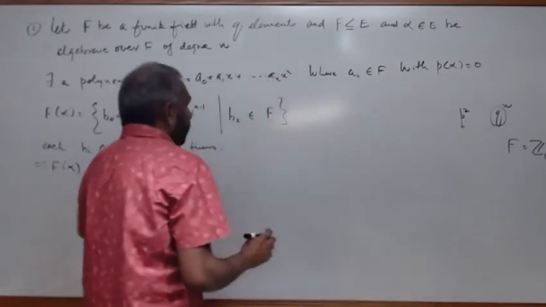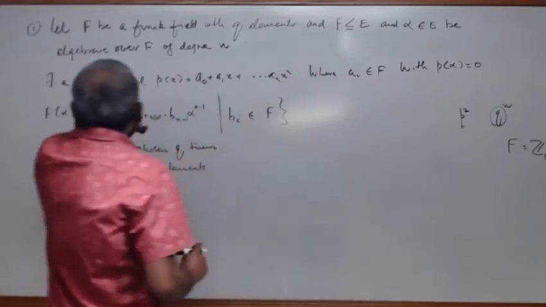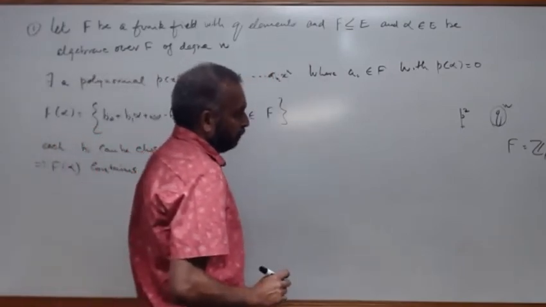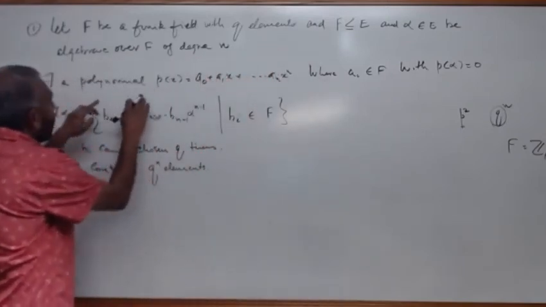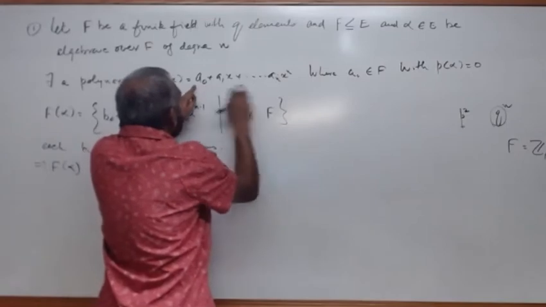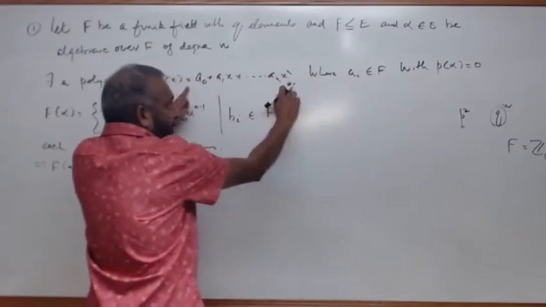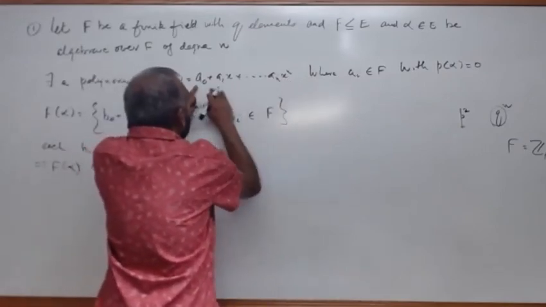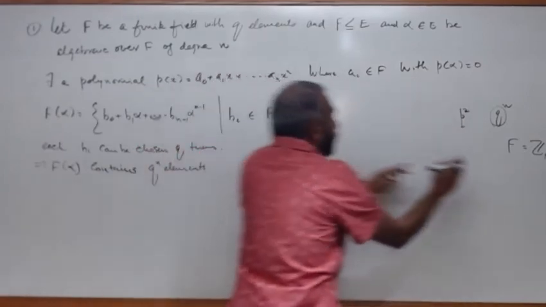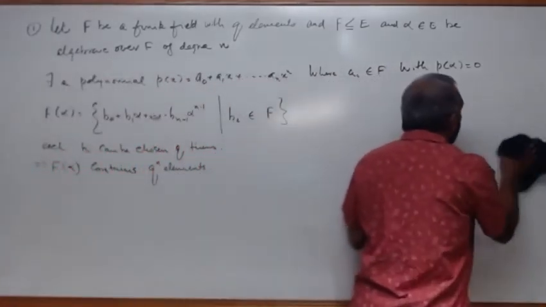Now, what is n? n is the degree of an algebraic element over F. So we need to find a polynomial like this of degree 2 that is irreducible over Zp. That is the next step, so we need to establish one more result.